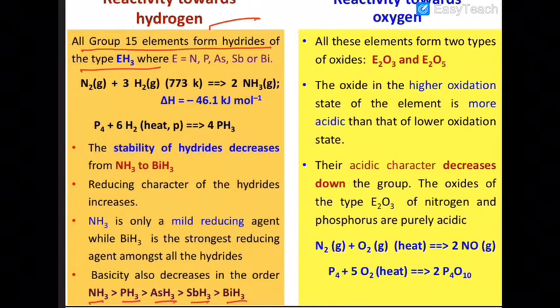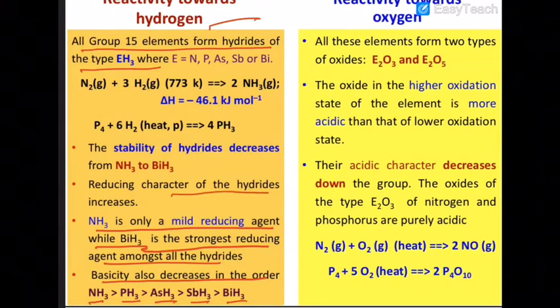Now their basic character decreases as we move down the group. Ammonia is a very mild reducing agent, but BiH3 is a very strong reducing agent. So it means the reducing character of the hydrides increases down the group. Next, the stability of the hydrides decreases from ammonia to BiH3, bismuthine. So the stability of the hydride decreases as we move down the group.